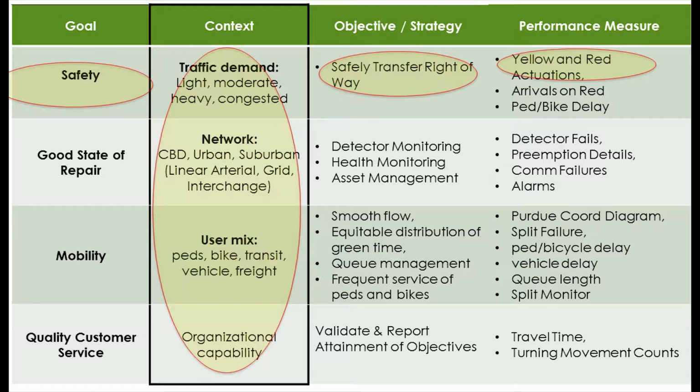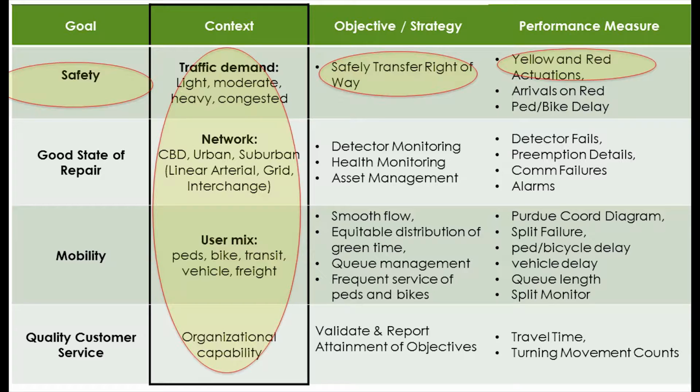So typically what happens is we work backwards: we start with the measures, we select the objectives, we look at the context and the goals. This will be an example of working backwards through this. The performance measure will be yellow and red actuations. That's a basic function of every traffic signal. Every signal has an objective of safely transferring the right-of-way. It applies to all context.